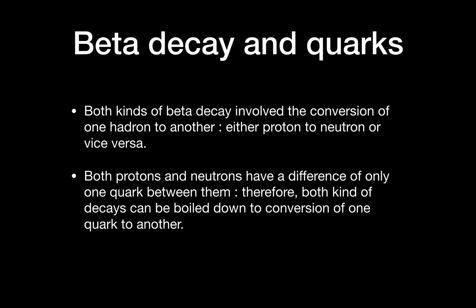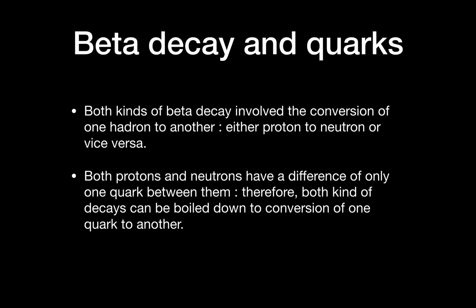This is where particle physics comes into the picture. So we notice that both kinds of beta decay involve the conversion of one hadron to another, either a proton to neutron or vice versa. We talked about how similar the protons and neutrons were in our previous video, that the proton was an up-up-down quark combination, the neutrons were an up-down-down quark combination. So there is only a difference of one quark between them.